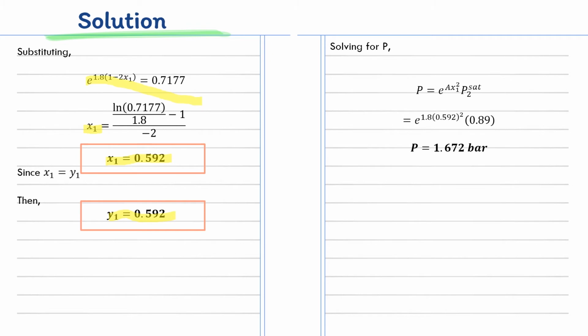Solving for P, we could use any form of our simplified expression. So we have e raised to a x sub 1 squared times the saturation vapor pressure of species 2. Then substituting the values, we get that the value for P is equal to 1.672 bar.